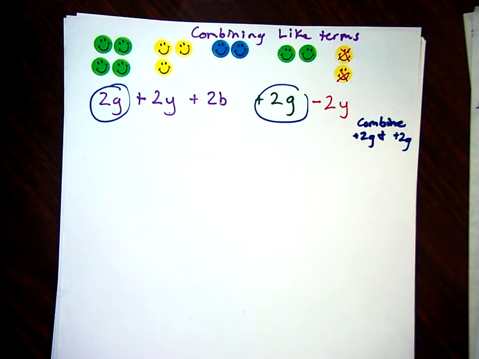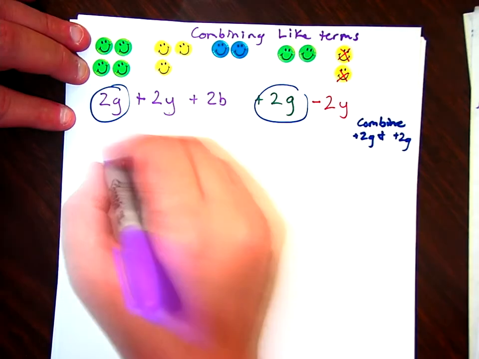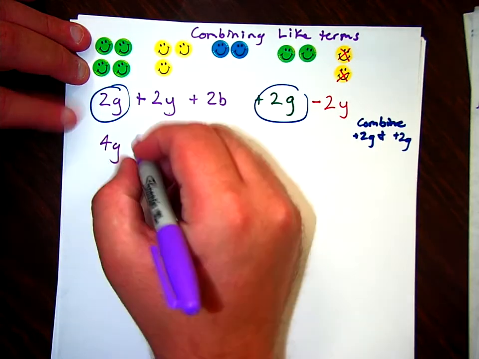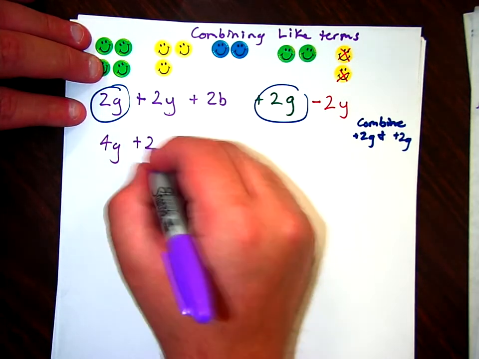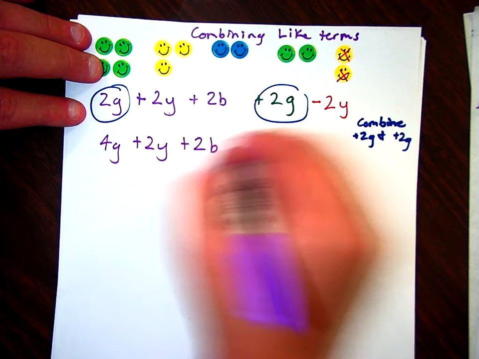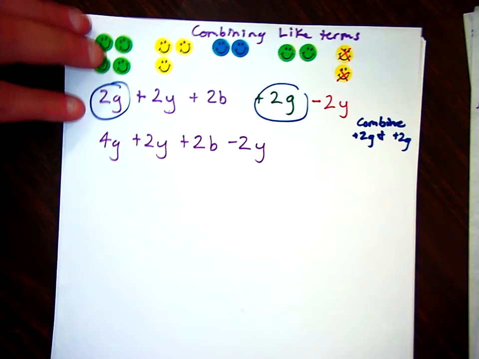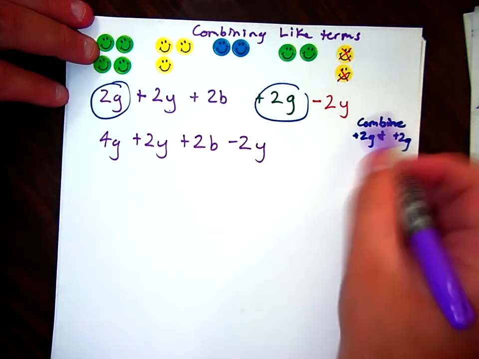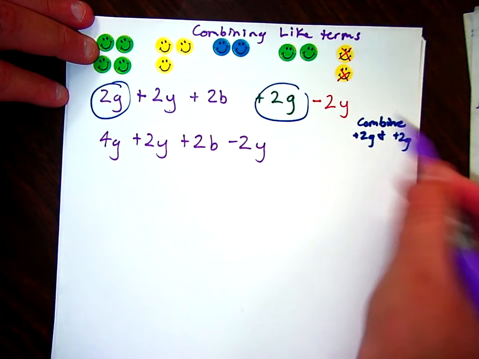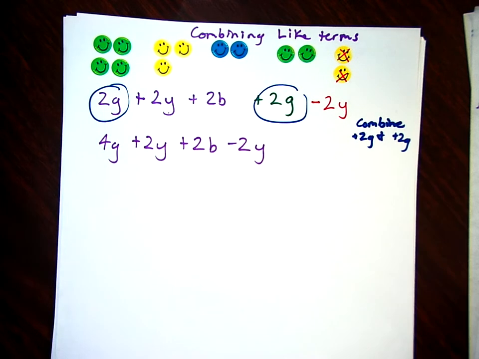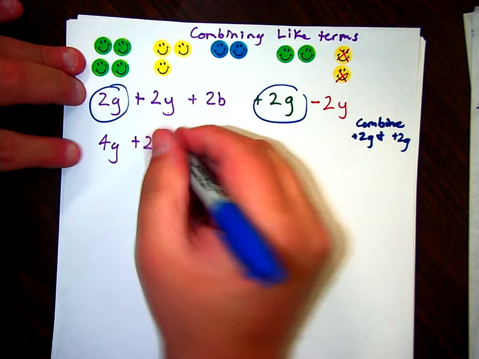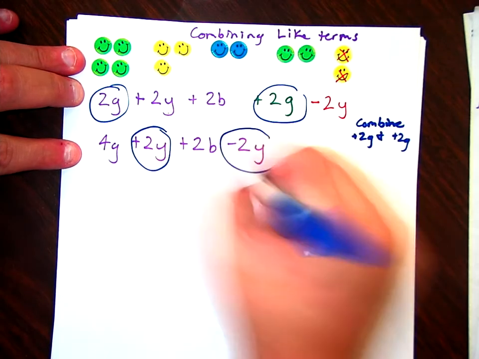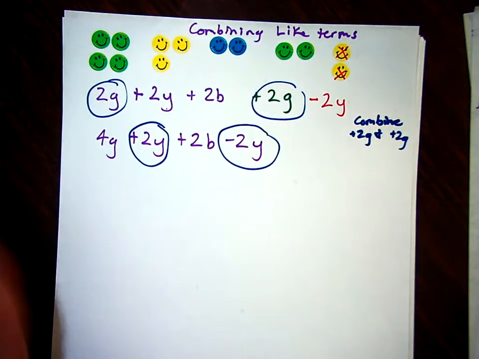Okay. So now our expression is going to be 4g plus 2 yellow plus 2b minus 2 yellow. Okay? And that's once we applied this change, this combined 2g and 2g. Okay. Now we have two more things that are alike. They're like terms. Okay, this 2y here and this minus 2y here.